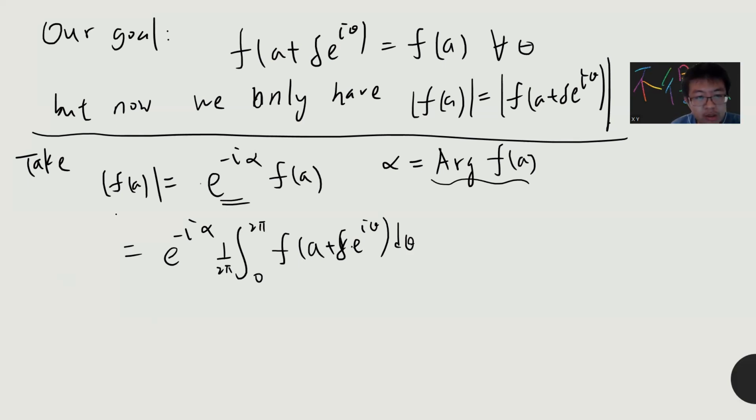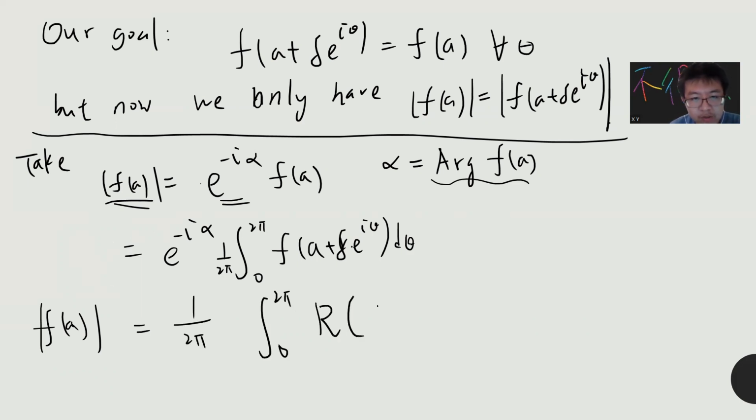Now let's take the real part of both sides. For this part, the real part of the absolute value is still the modulus of f of a. And on this part, I can take the real part inside, so I get 1 divided by 2 pi, integral from 0 to 2 pi, of the real part of e to the negative i alpha times f of a plus delta e to the i theta, d theta.